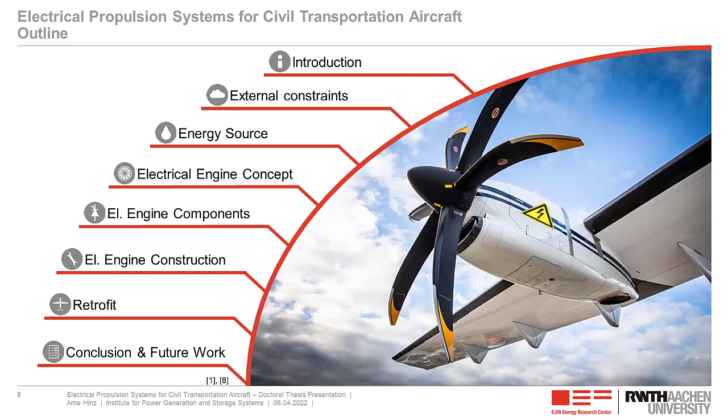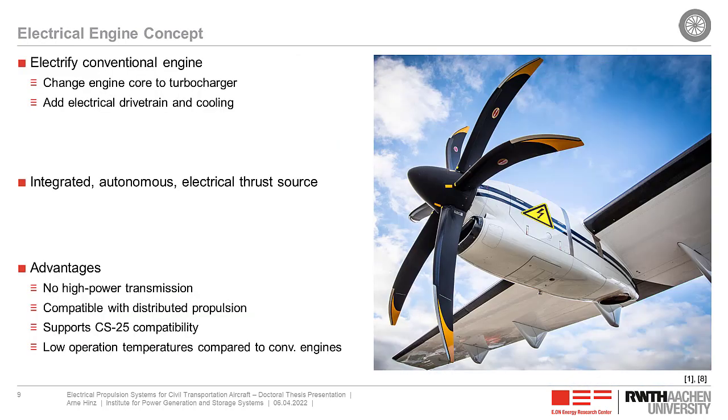Regarding the electrical concept, we actually electrify a conventional engine. We will change the engine core to a turbocharger and add an electrical drivetrain and a cooling system. By this, we get an integrated autonomous electrical thrust source, and we can enjoy the advantage that we do not need a high power transmission. We are still compatible with distributed propulsion and with the CS25 specification. Further, we are operating on comparably low temperatures with regard to conventional engines and can therefore facilitate lightweight design.